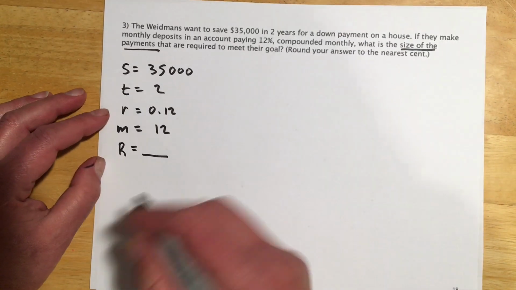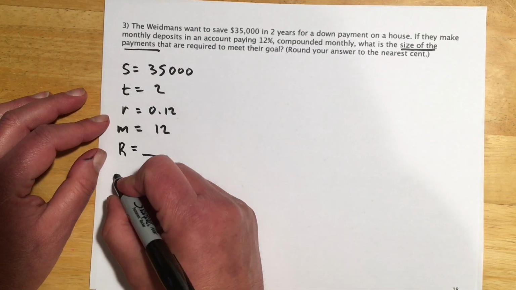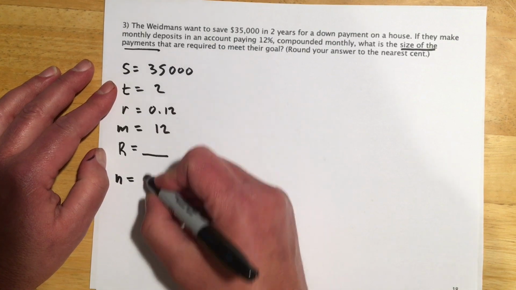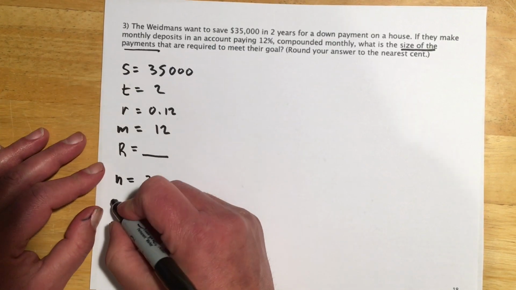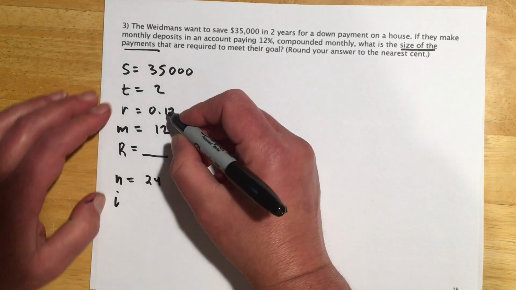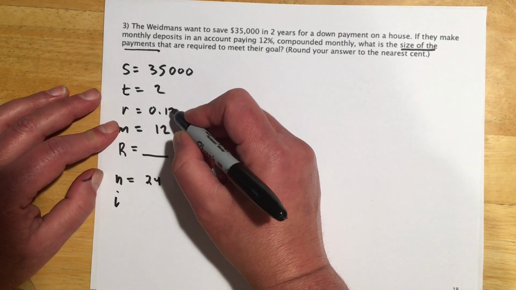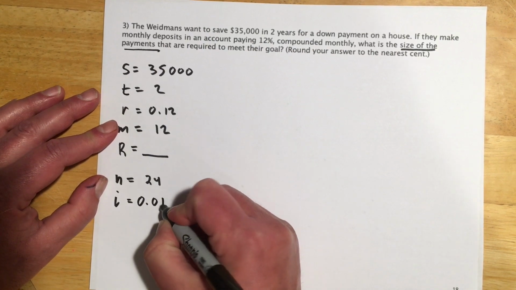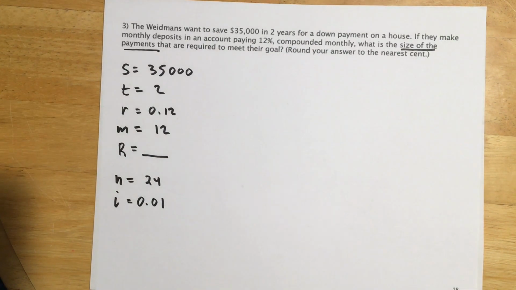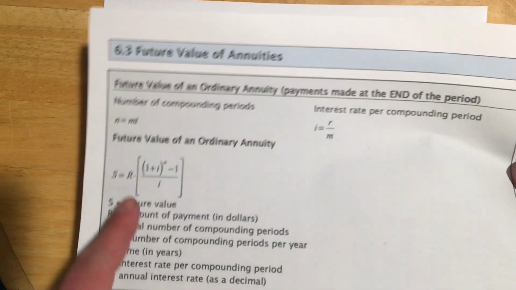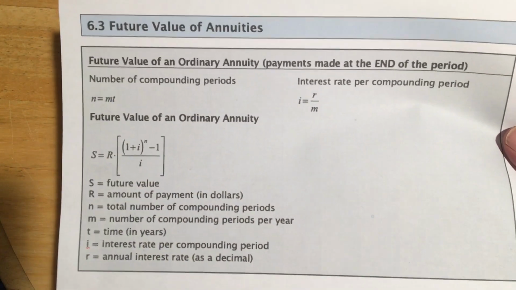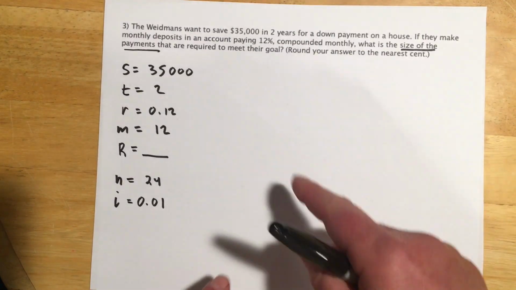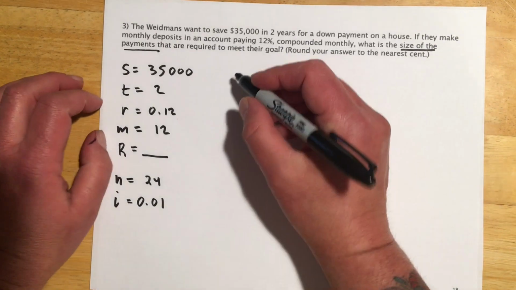And let's go ahead and do our couple of calculated values. So N will be M times T, so that would be 12 times 2, or 24. And then I is going to be rate divided by number of compounding periods, so 0.12 divided by 12 would give us an I of 0.01. Again, just using those two formulas, and we're going to use these over and over and over, these two formulas in that top box at the start of the notes. And we'll toss all that in and then solve for R this time.